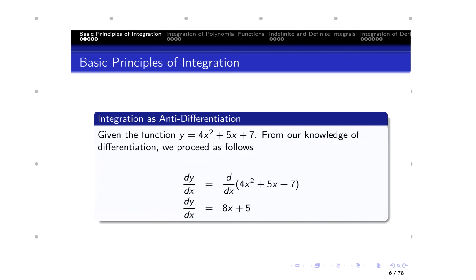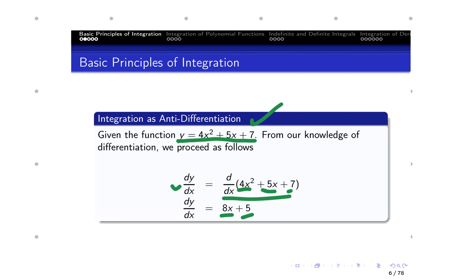All right. So talking about the basic principles of integration, we can first of all see integration as anti-differentiation. I think I at least call it anti-differentiation. So given the function y equals 4x squared plus 5x plus 7, we already know from the idea of differentiation how this should go. It's a polynomial expression, so the differentiation is relatively simple. We say dy/dx is d/dx of 4x squared plus 5x plus 7. Being a polynomial function, 4x squared is just going to be 8x, and 5x, when we differentiate, will be 5. 7, when we differentiate, will be 0 because it's constant.